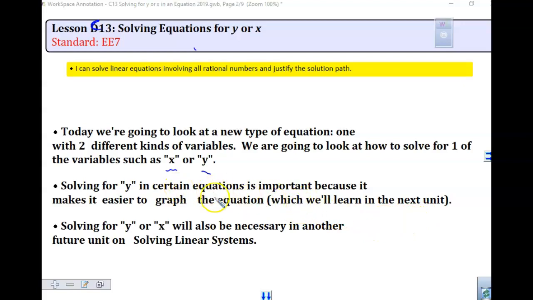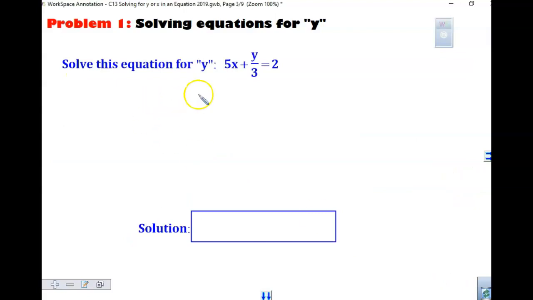So many times we're going to solve for y, so that we get an equation that looks something like a number times x plus another number, where both of these are numbers. Solving for y or x is going to be necessary in our future when we get to solving linear equations. So in this first equation, we're asked to solve for y.